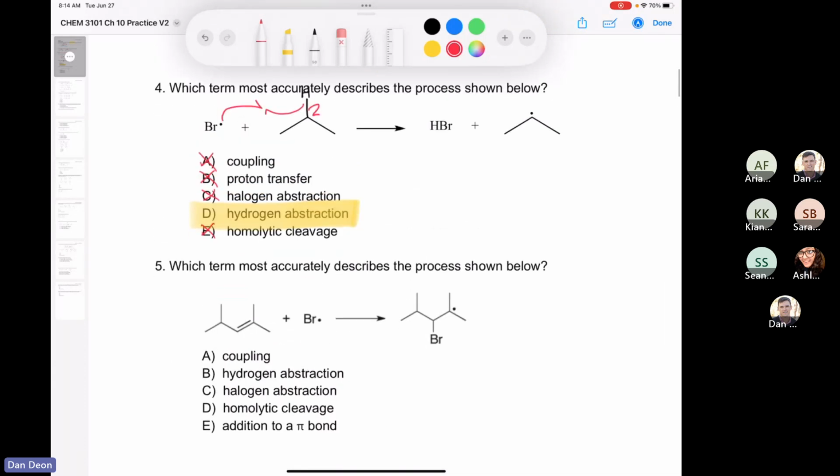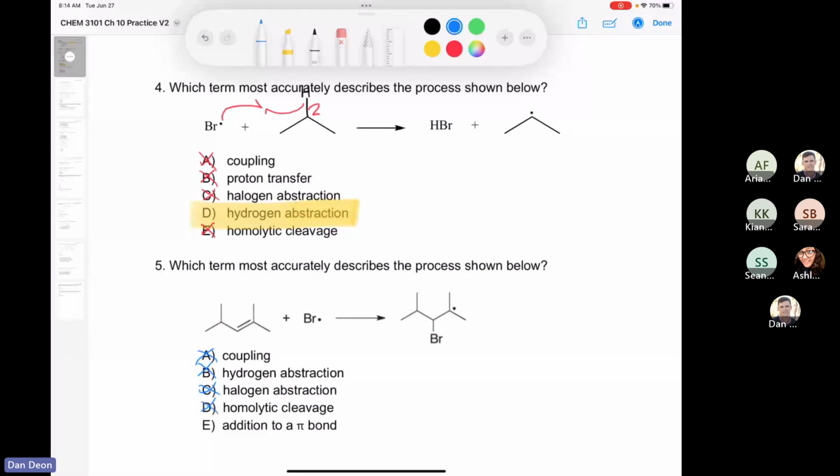Which term most accurately describes the process below? So we have a bromine radical, and then we have a double bond, and we're ending up with another alkyl halide that is the radical. So is it a coupling? No, it's definitely not a coupling, because like I said, a coupling is where you annihilate two radicals. Is it a hydrogen abstraction? Well, we're not removing any atoms from the alkene, so it's not that. We're not removing any halogens. Is it a homolytic cleavage? No, because homolytic cleavage is where we take a non-radical and make a radical.